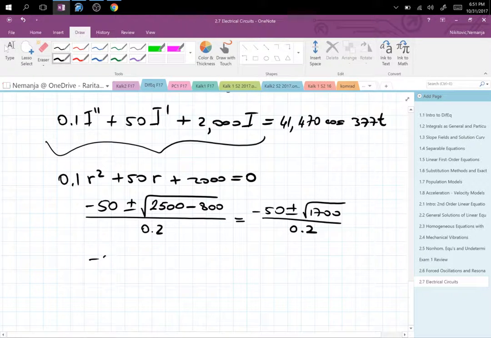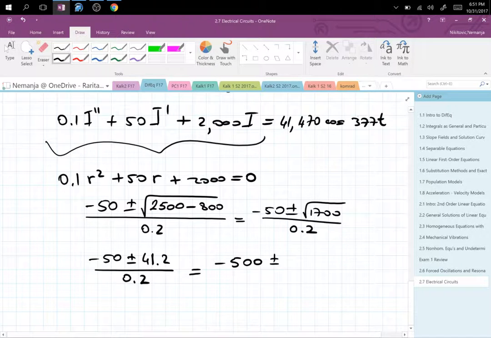So we have negative 50 plus minus 41.2 divided by 0.2. Multiply by 10 to get rid of the decimal on the bottom.